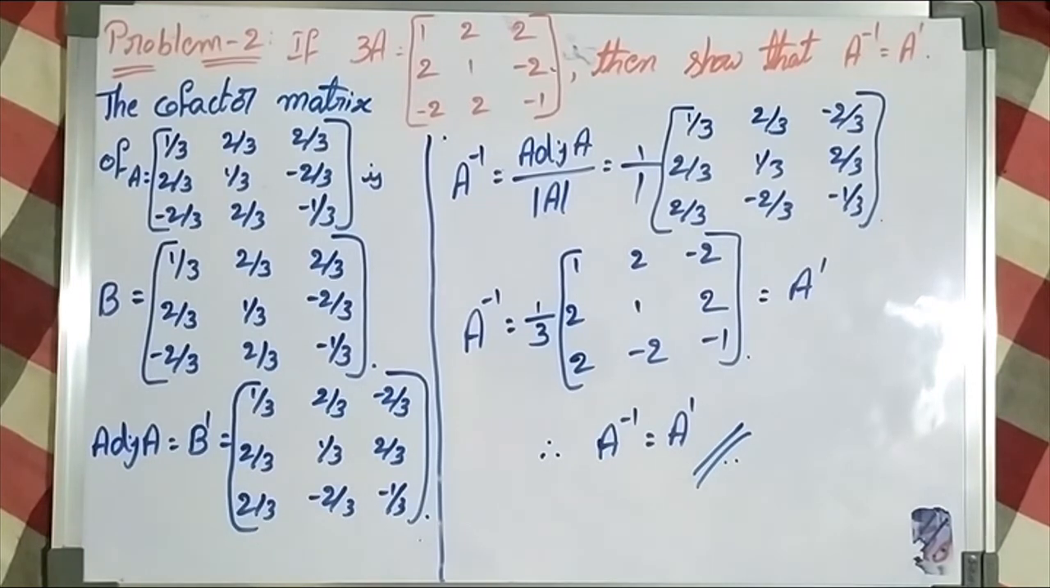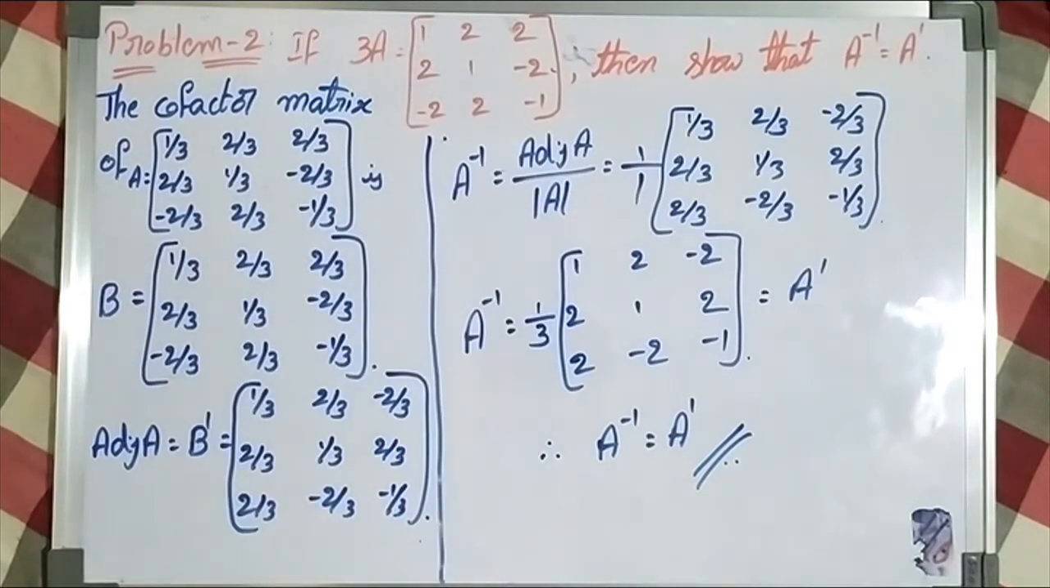For finding A inverse, we can first check whether the given matrix A is singular or non-singular. If the given matrix is non-singular, then we have to calculate the A inverse value. Then further, we have to calculate the determinant of A. But in this problem, we have A equal to 1 by 3 into this matrix. 1 by 3 means the scalar.